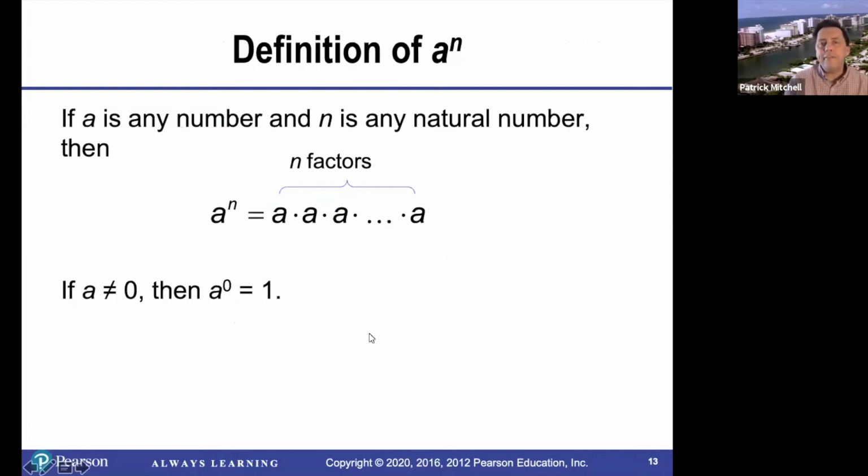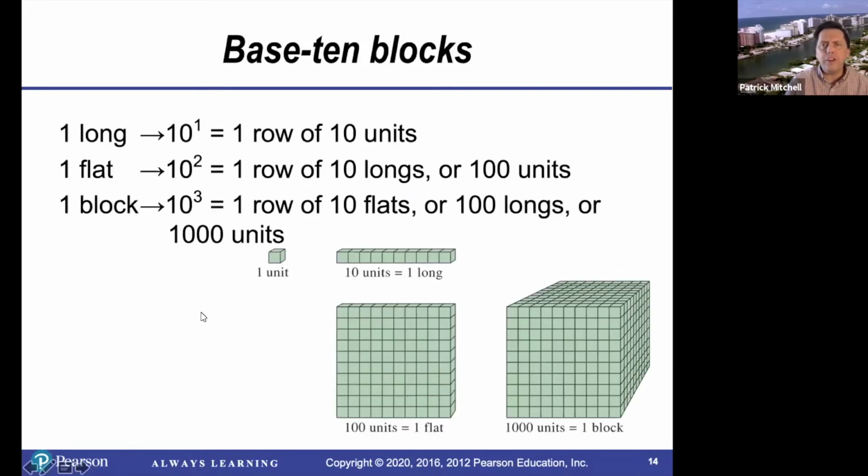Here again is the definition of exponent. If a is any number and n is any natural number, then a to the power n means a times a times a, et cetera, n times. There are n factors of a. And then anything to the power 0 is 1, except 0 to the power 0 is undefined. All right, exponents are important when you're doing place value.